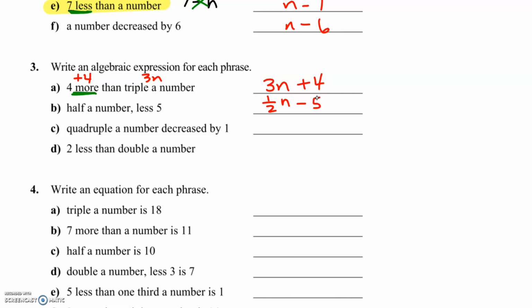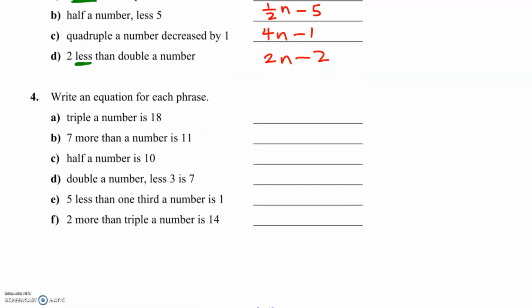Quadruple a number decreased by 1. So quadruple a number is 4n, decreased by 1 would be subtract 1. 2 less than double a number, so watch out for that less. Double a number we know has to come first, and then 2 less would be subtract 2.